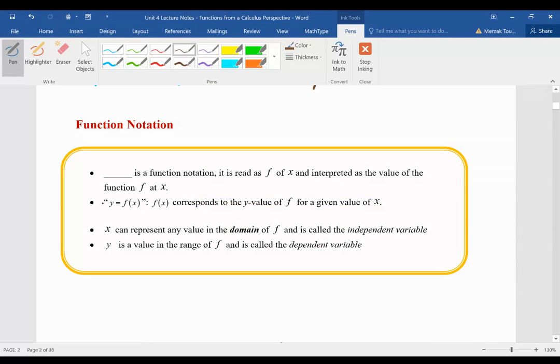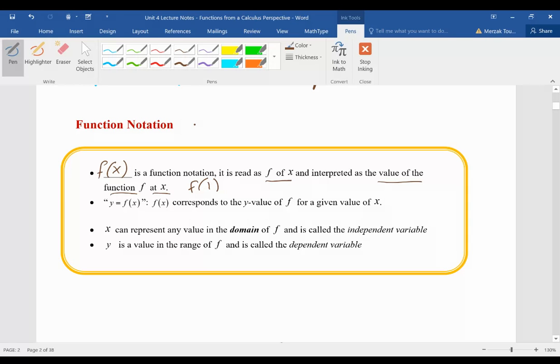Okay. A function notation. So we use f of x as a function notation. It is read as f of x, not f times x. And the interpretation is it is the value of the function f at x. For example, f of 1, that means the value of the function f when x equals 1.